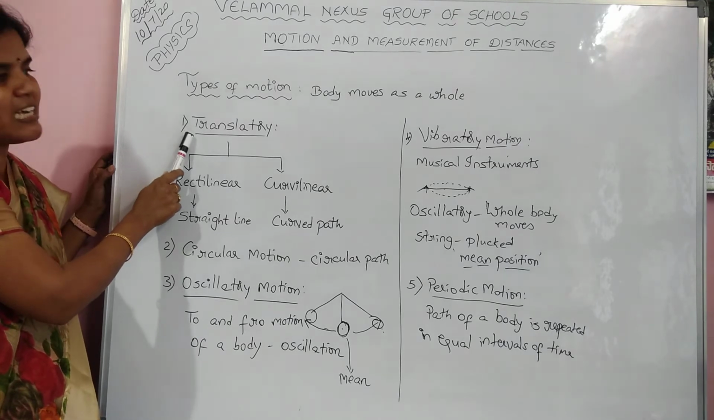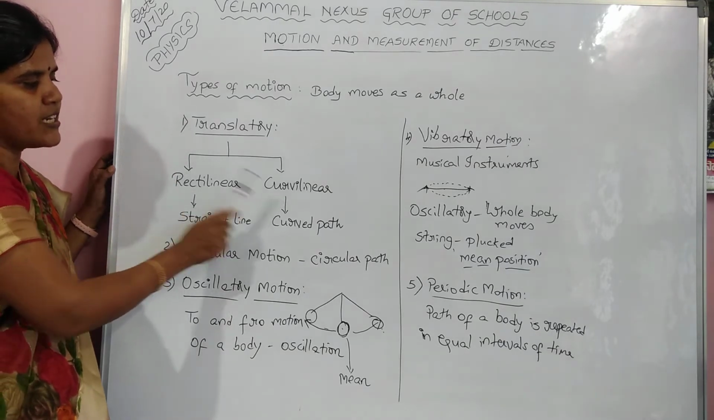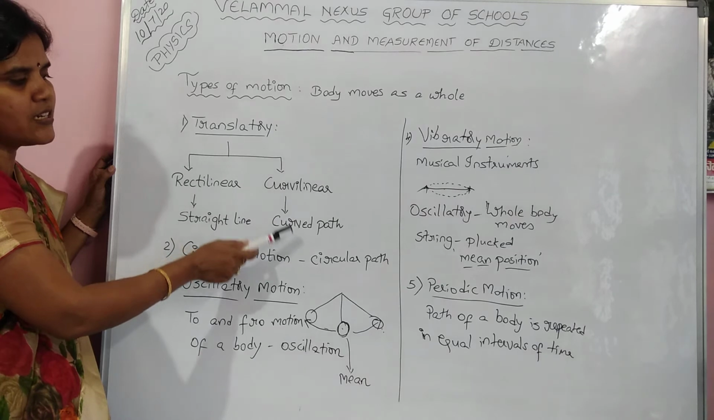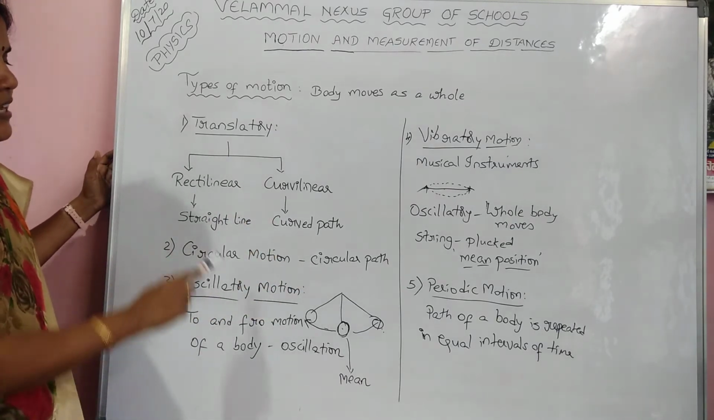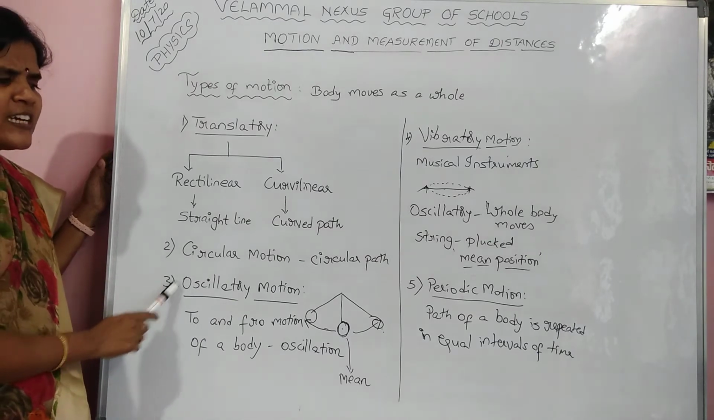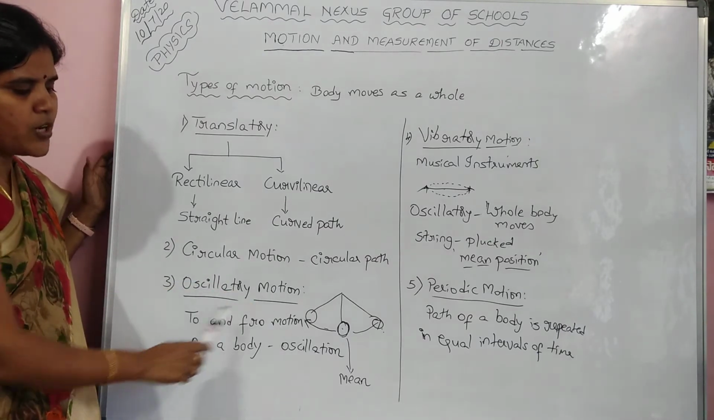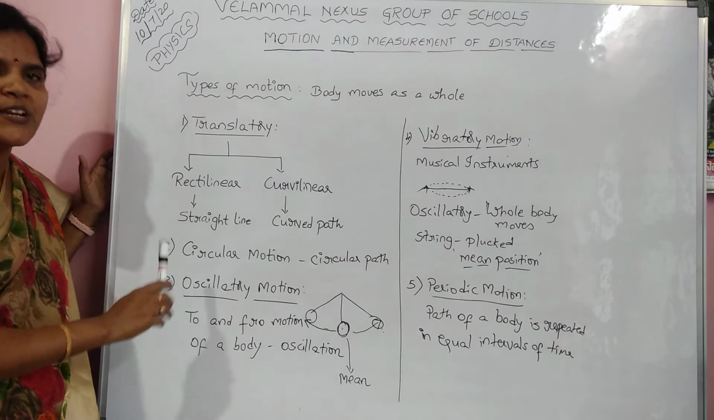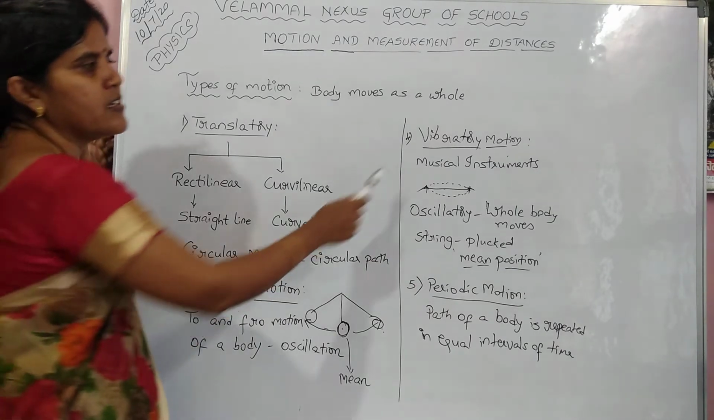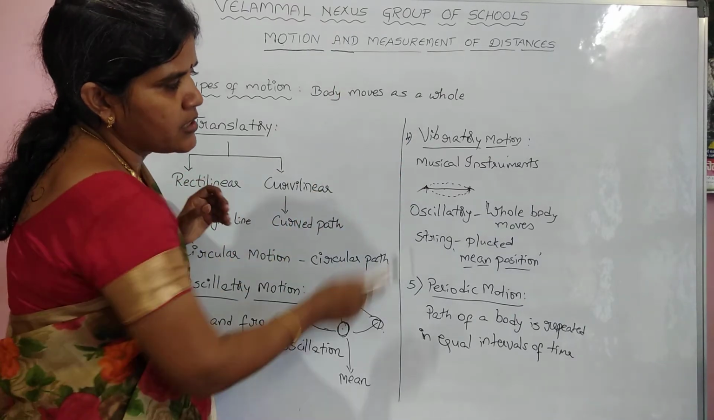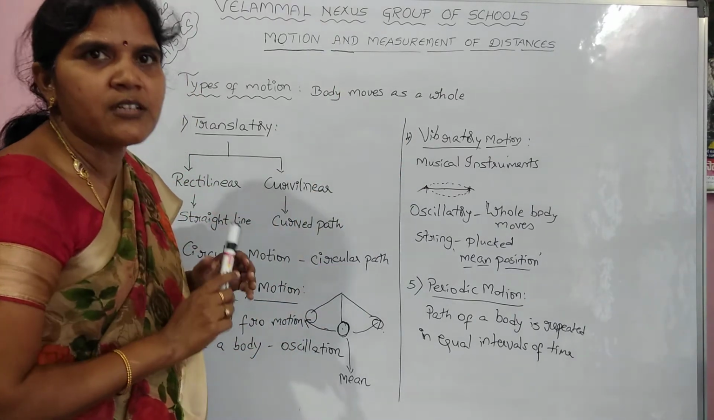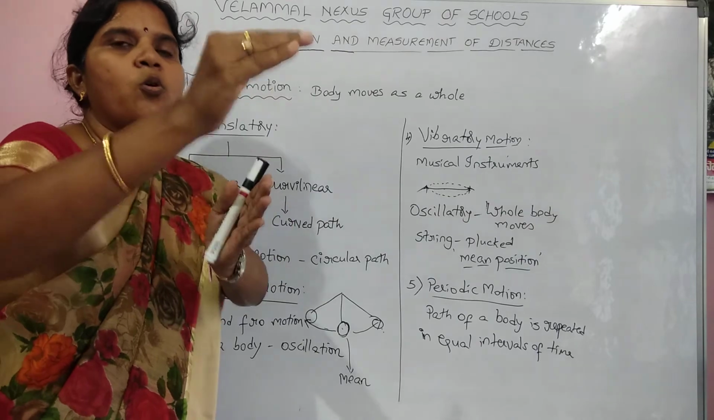Children, what are the different kinds of motions here? Translatory, in which you observe rectilinear and curvilinear. Rectilinear is a straight line, curvilinear is a curved path. Circular motion, if your body executes a circular path. Oscillatory, which you will see in pendulum clocks, is the to and fro motion of a body over its mean position. Vibrations made by the body on its mean position are vibratory. Next, oscillatory and vibratory, what is the difference? In oscillatory, the body as a whole will move.